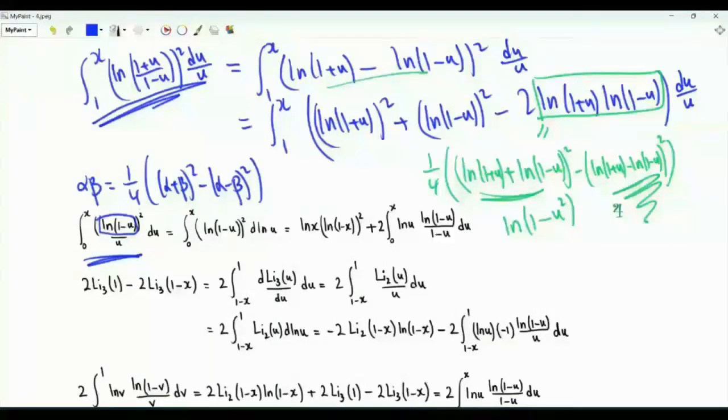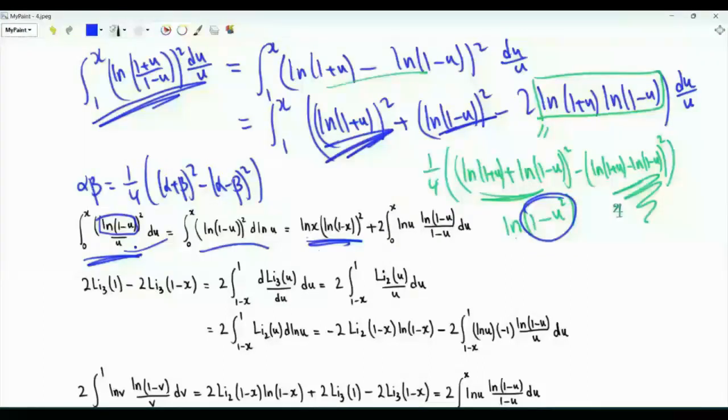Note that here we have ln(1-u) all squared, and another integral with the plus sign, and then an integral with ln(1-u squared). And this is exactly what is done here. Let's focus first on this integral, du over u, and then we have ln(1-u) all squared. Integration by parts: ln x, ln(1-x) all squared.